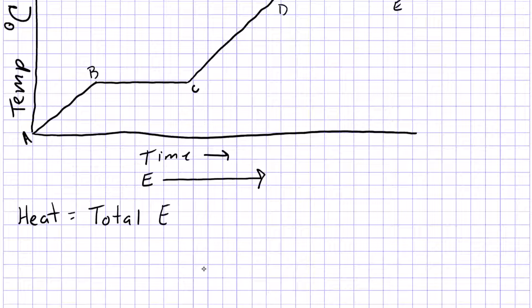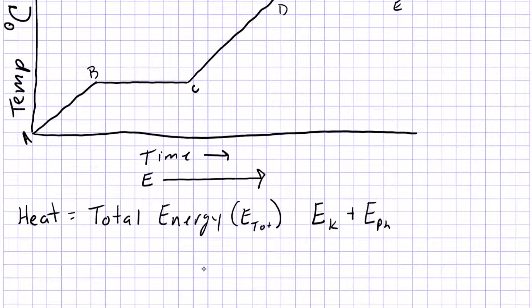And so total energy is usually E tot. And so what do we mean by total energy? Well, we mean our kinetic energy plus our potential energy, which is our phase energy. So heat is the total energy. It's the energy that's being added to the system.